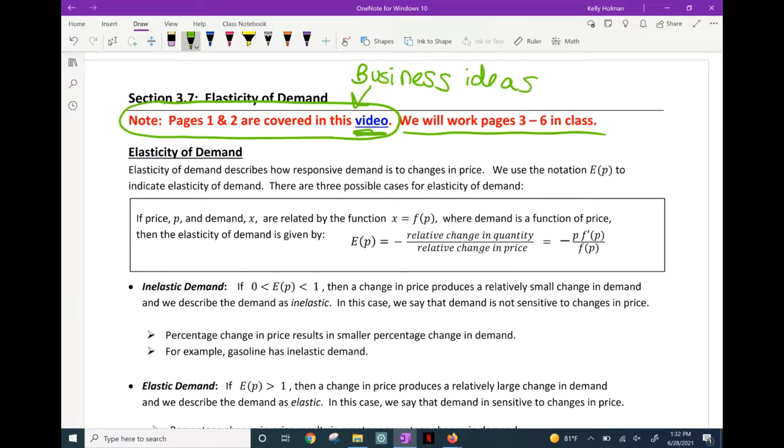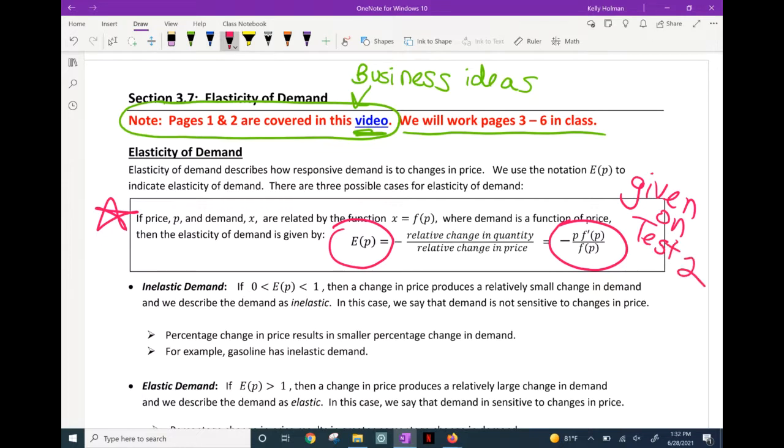But real quick, what in the world is elasticity of demand? In this class, it's a calculation. It's a calculation you will need to interpret. This formula right here will be given to you on the test. So this will be given on test 2. You do not need to memorize that sucker. You just need to know how to use it and how to interpret it.